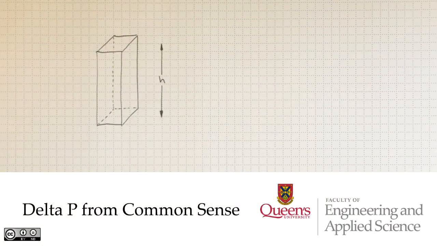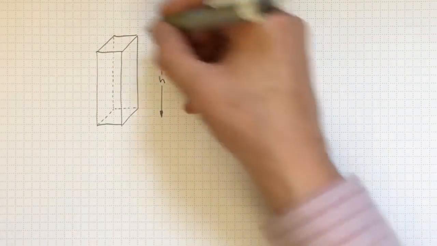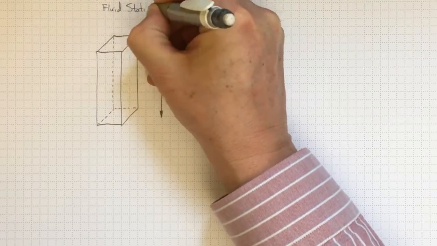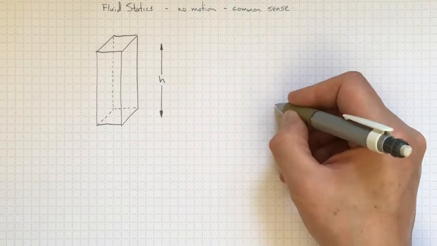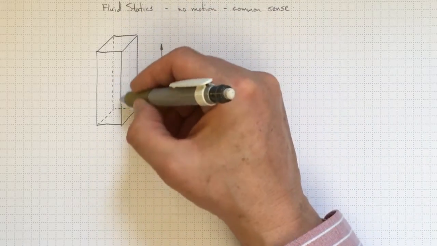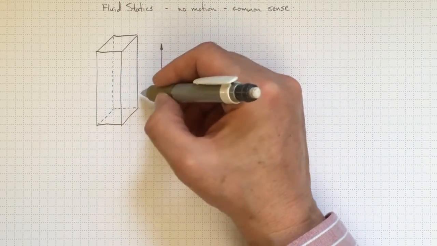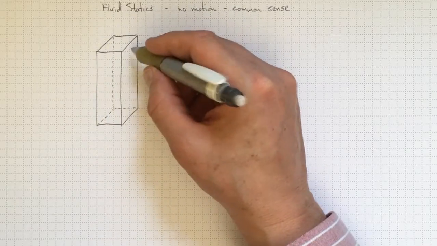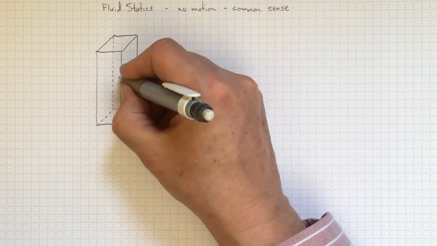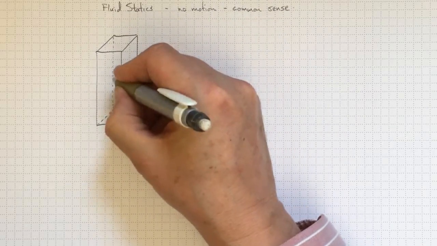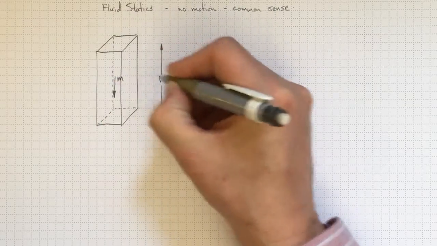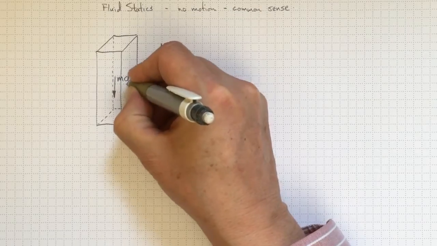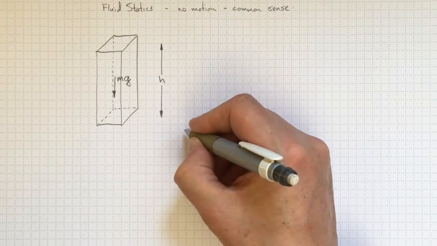Let's try looking at how the pressure varies with height in fluid statics from a little more common sense point of view. We have no motion. Consider a little box like this, oriented vertically with the sides all vertical, and it contains a certain amount of mass, and that mass will be subject to a gravitational force acting downwards of the mass times gravity.